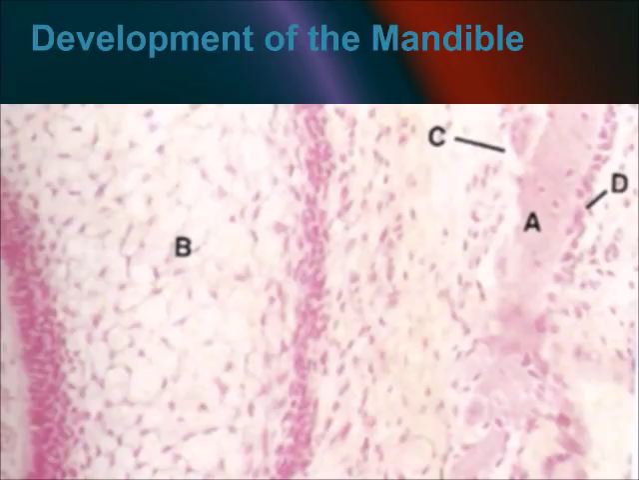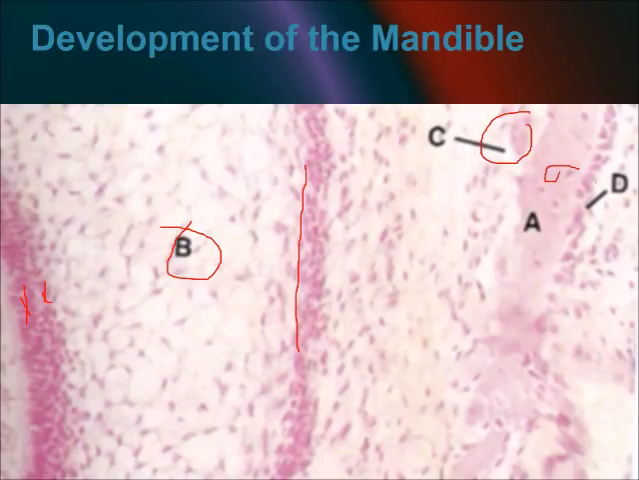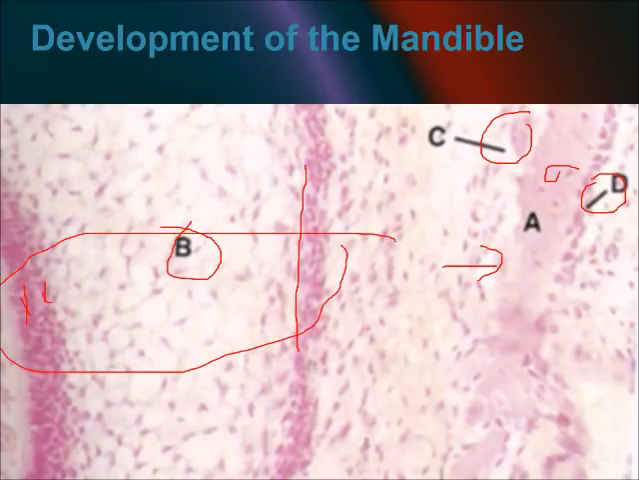This is the tooth. Here I can see the inner enamel epithelium, stratum intermedium, B is the stellate reticulum, the outer enamel epithelium or external enamel epithelium, and here you can see the osteoclastic activity. Here is bone, and D is the osteoblast. Osteoclastic activity here to give space for this growing tooth germ.